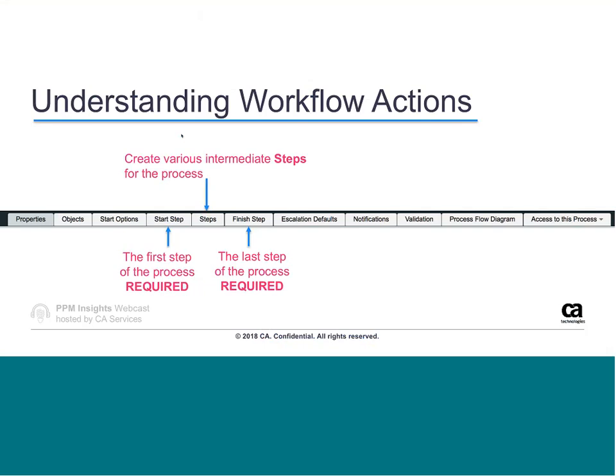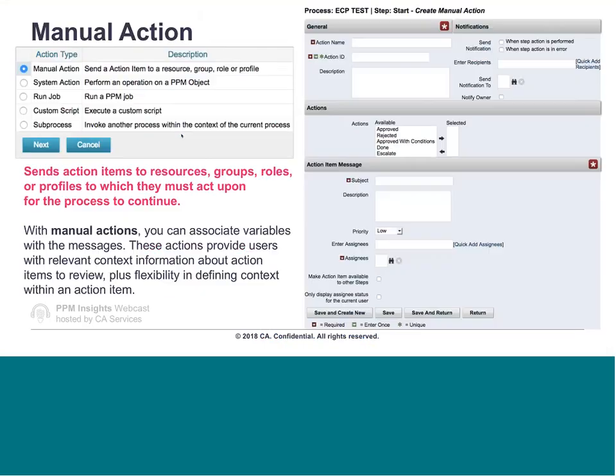Okay, so now let's talk about our workflow actions. The first one that we're going to talk about is a manual action. A manual action sends action items to resources, groups, roles, or profiles. And the user that it sends the action to must act on the action item for the process to continue. And I will show you how to add that piece of it as well. So we're going to go ahead and create a manual action.